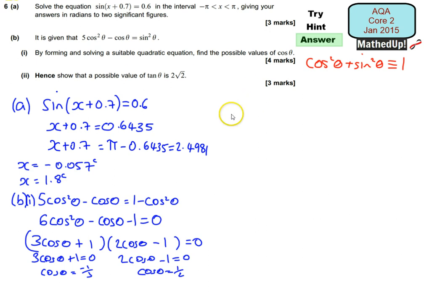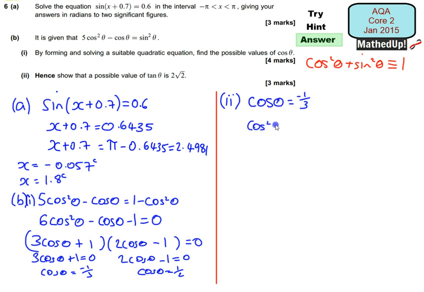Okay, for the second part of B, we need to show that a possible value of tan theta is 2√2. Well, we're going to use this value over here, so cos theta is equal to negative 1/3. So cos squared theta is going to be equal to 1/9.